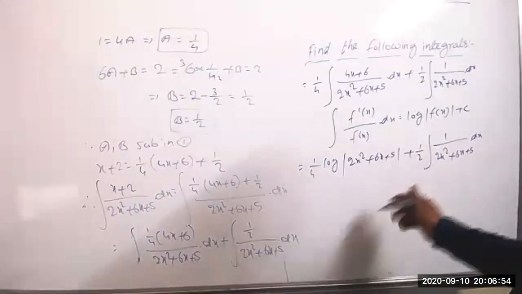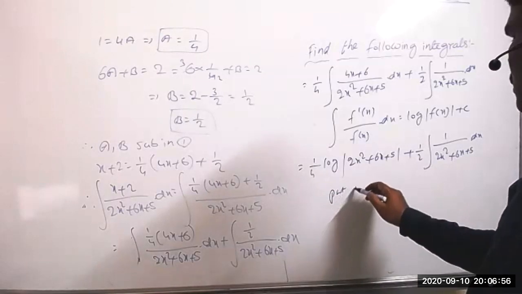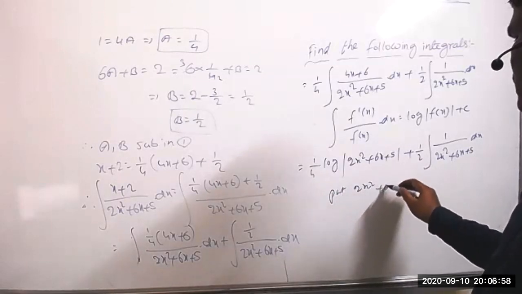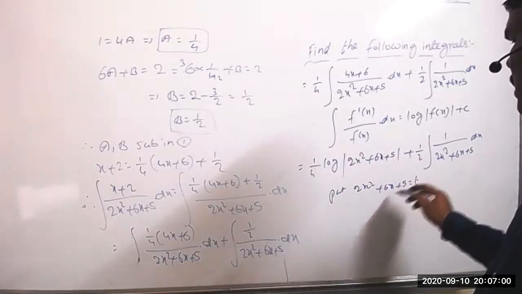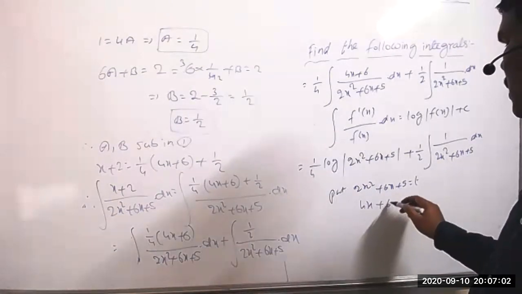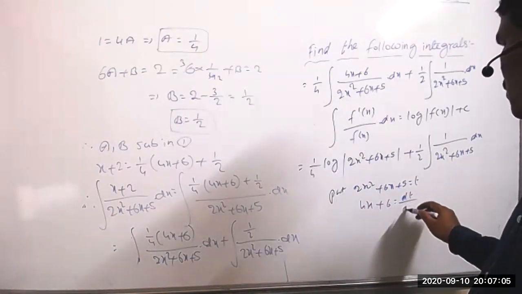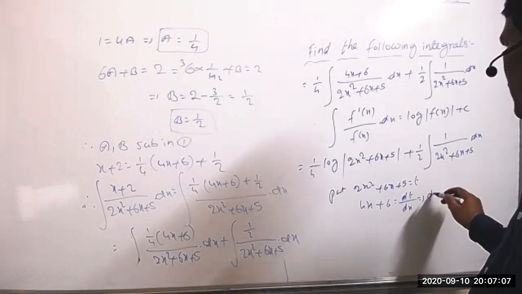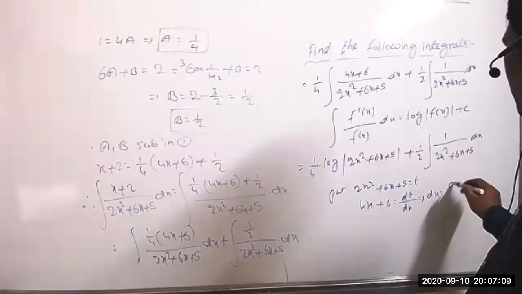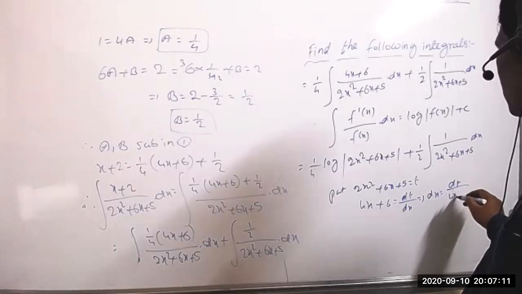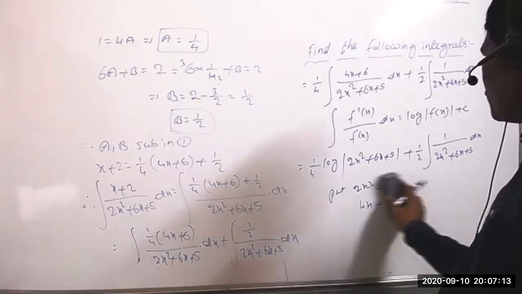So now we can do the substitution here. Put 2x square plus 6x plus 5 equal to t. So 4x plus 6 equal to dt by dx now. That implies the value of dx equal to dt by 4x plus, oh sorry, why am I taking the substitution here now?